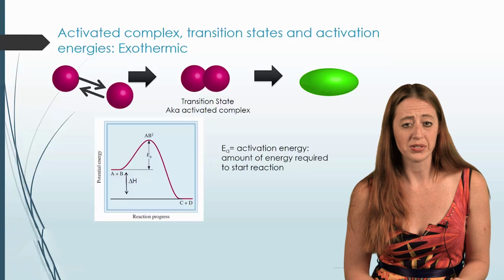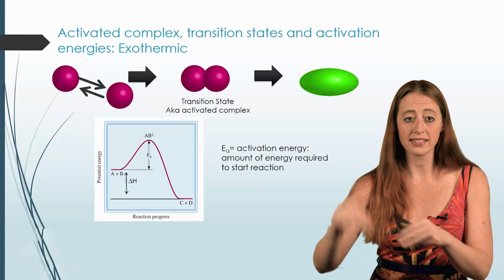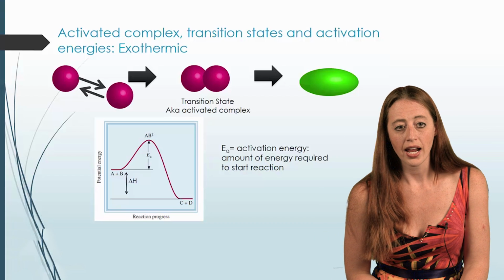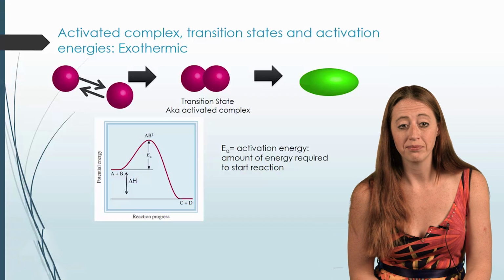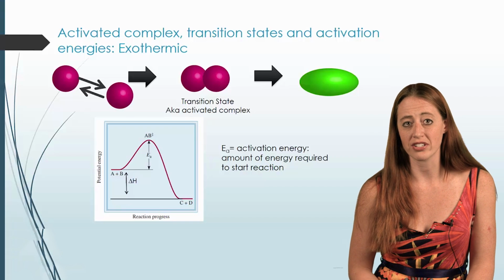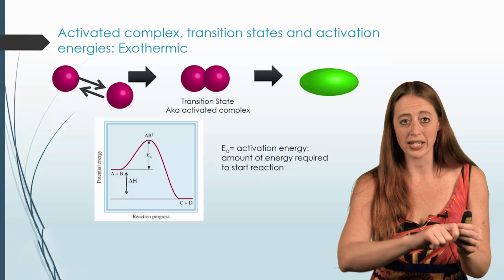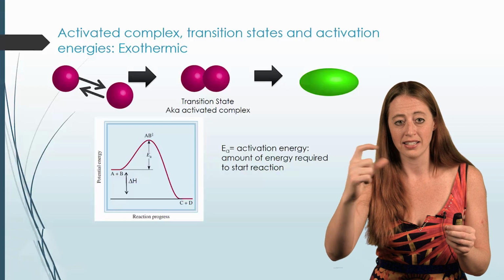So now there's some values here that we want to pay attention to. First off, that difference between the reactants and the transition state. As you can see on the graph, we have that labeled EA. That's your activation energy, or the amount of energy that is required to start a reaction. Because that's the energy that you have to get those reactants to form that transition state to fall back down.